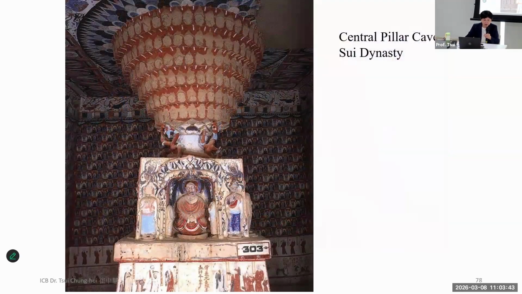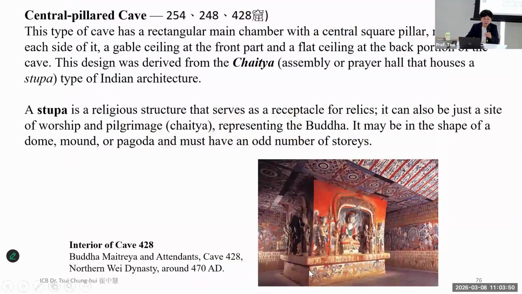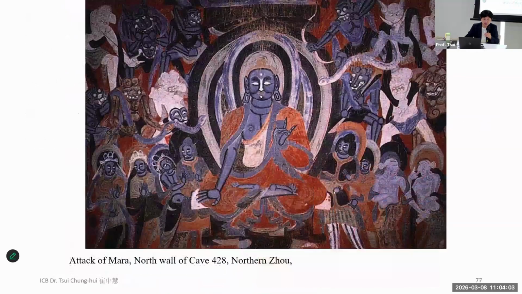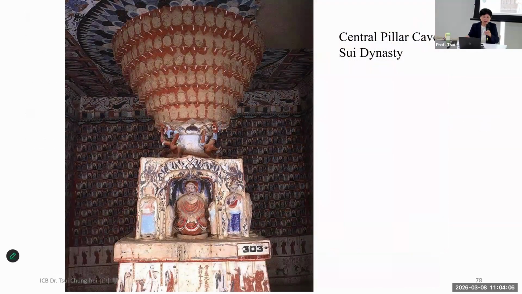And in the following period, after the Northern Zhou, comes the Sui dynasty. Northern Zhou was a time period lasting until the late 6th century. From around 581 onwards is the Sui dynasty. We have a very unique type of architecture. The architecture in the Sui dynasty has a very unique design.